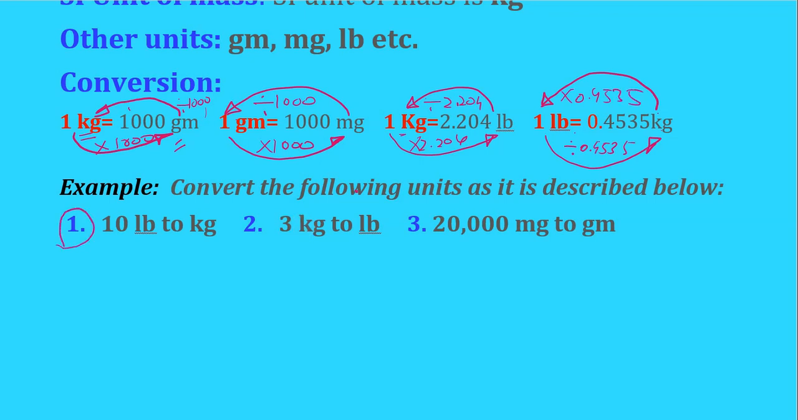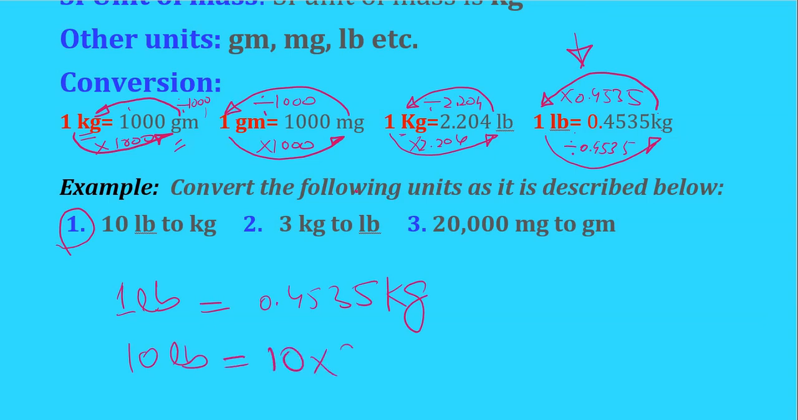Let's do question number 1. We have to convert 10 pound to kilogram. So what is the relation between pound and kilogram? You can see from here, 1 pound is equal to 0.4535 kilogram. And you have to calculate for 10 pounds.